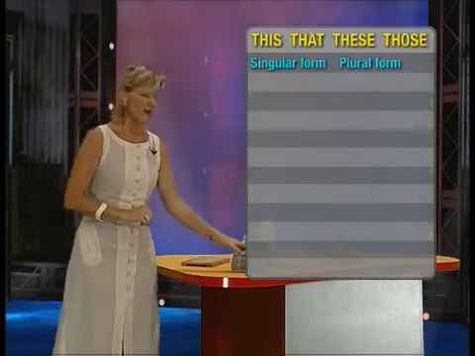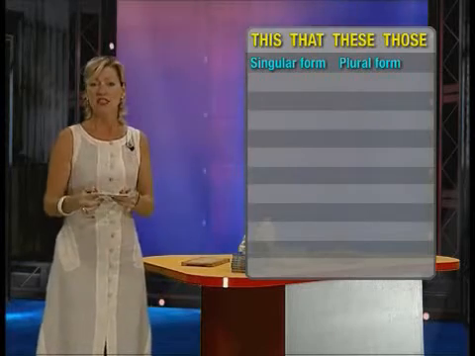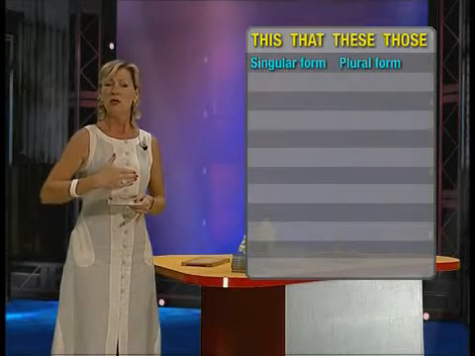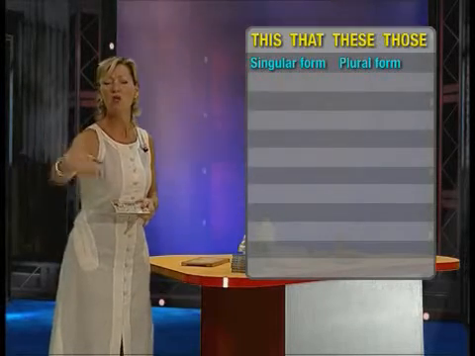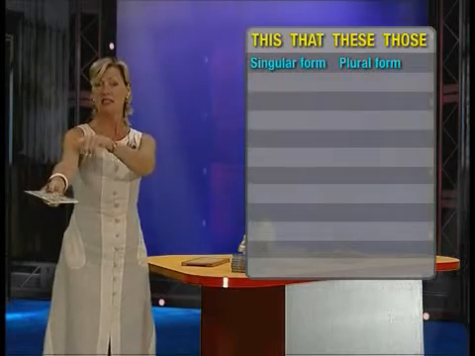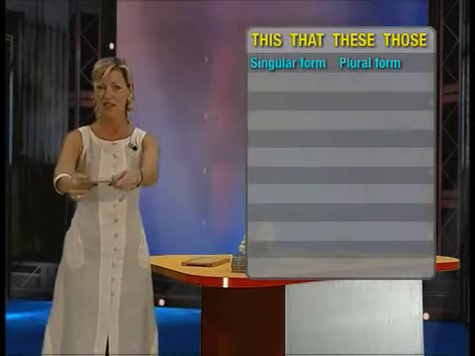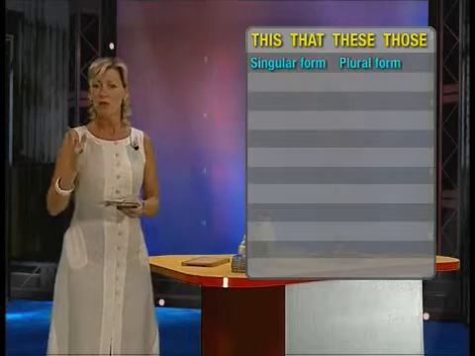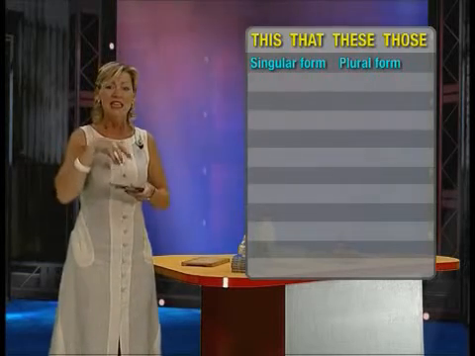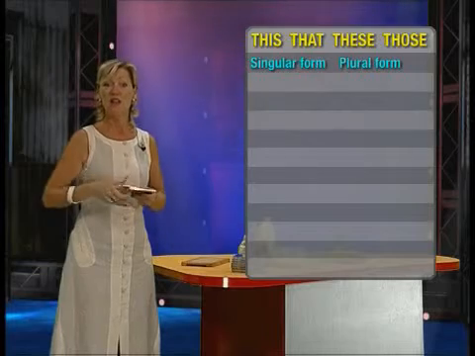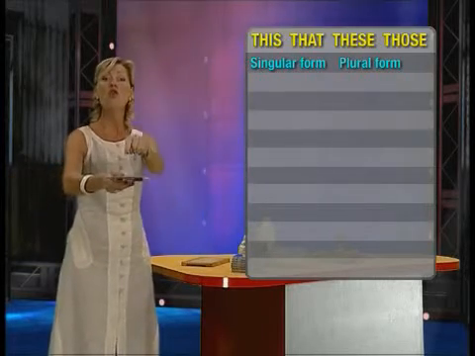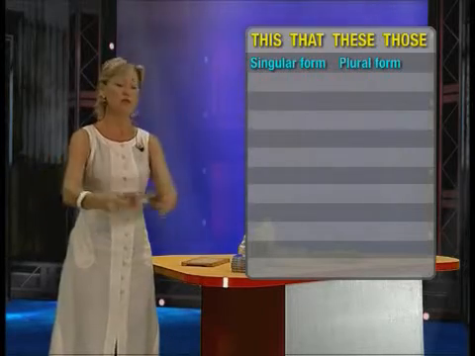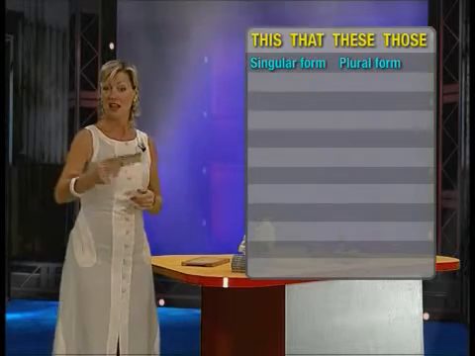Let me explain. With one object, you say this CD when it's close to you. This CD. But when it's distant from you, far away, you say that CD. This, that. All right? We hear this very often. Let me take two. Plural. Now we say these CDs. When they're far from you, we say those CDs. Okay? So these, those, one, this, that.